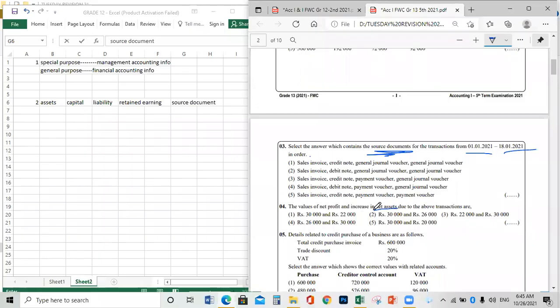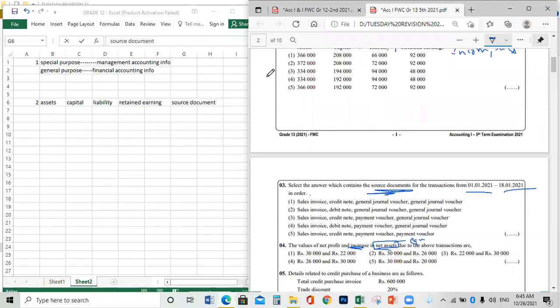What does net asset mean? Guys, what does net asset mean? Anyone? Equity. Very good. Guys, net asset doesn't mean asset. It means equity. Okay, net asset means equity. Fine. Now they are asking you the profit, and then they are asking you the increase in net asset. Increase means compared to the opening balance, by how much has the closing balance increased.